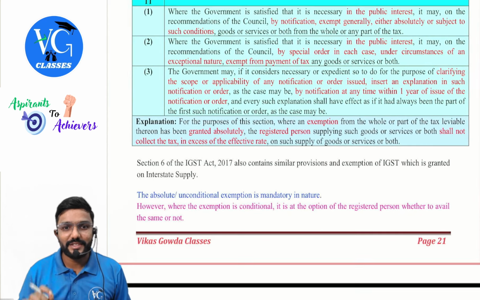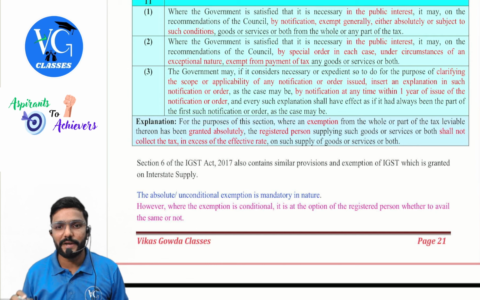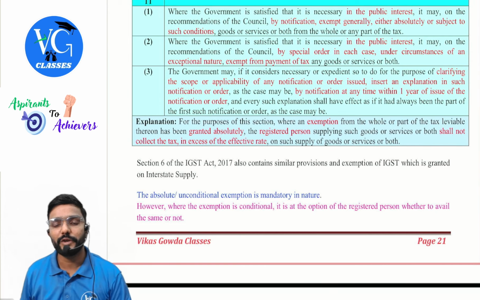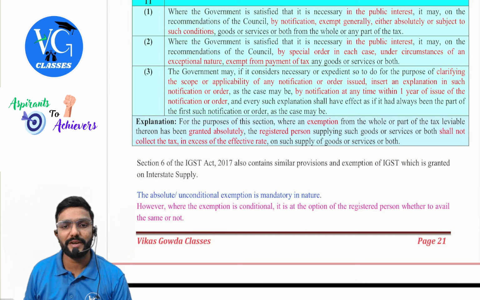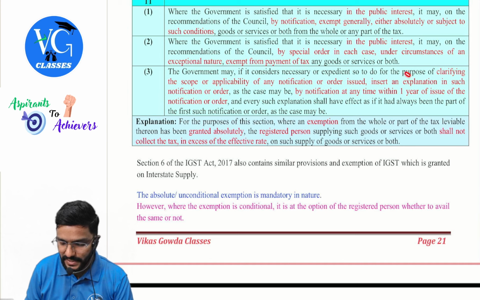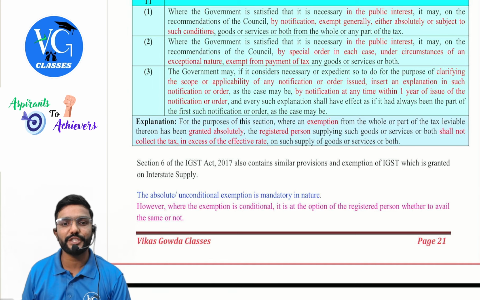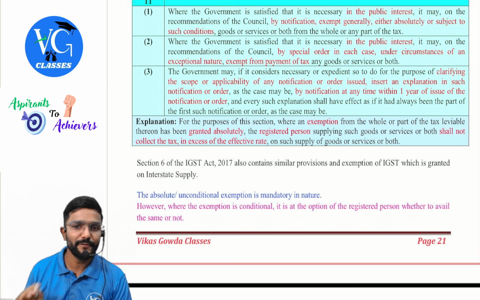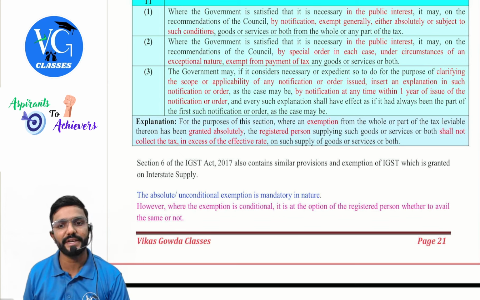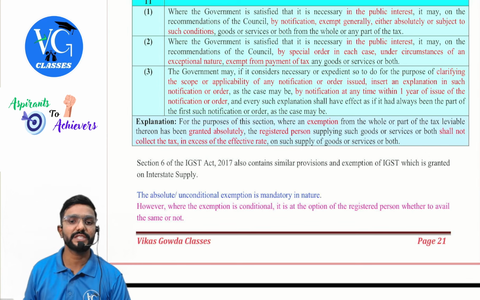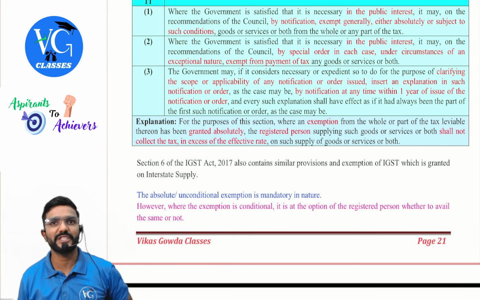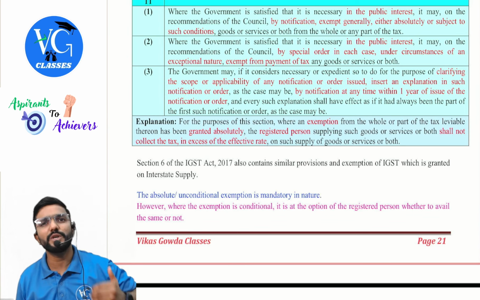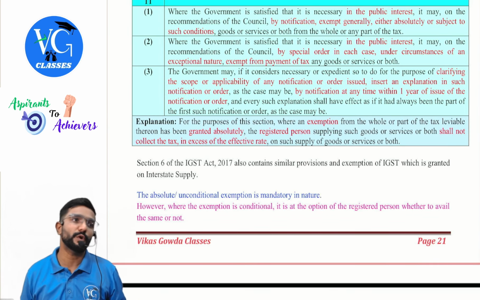Subsection 3. The government may, if it considers necessary or expedient so to do, for the purpose of clarifying the scope or applicability of any notification or order issued, insert an explanation. So they can insert an explanation in such notification or order, as the case may be, by notification at any time within 1 year of issue of the notification or order, and every such explanation shall have effect as if it had always been part of the first such notification or order, as the case may be. First notification or order means what? The notification or order through which the exemption was notified, guys.